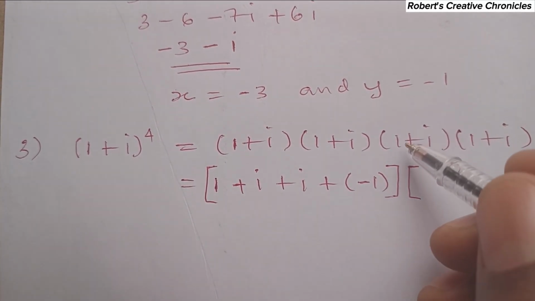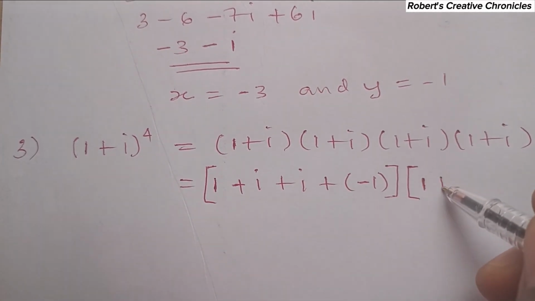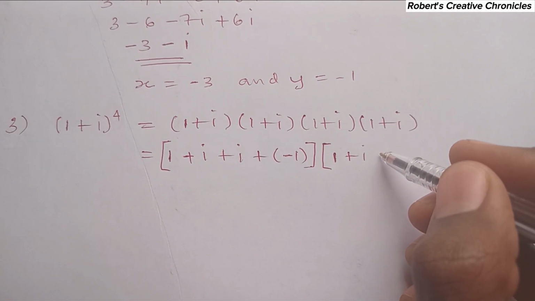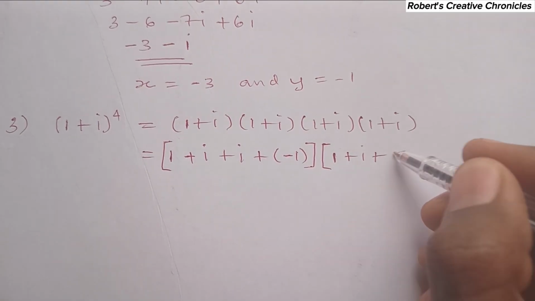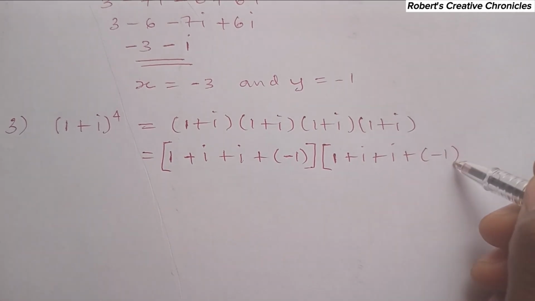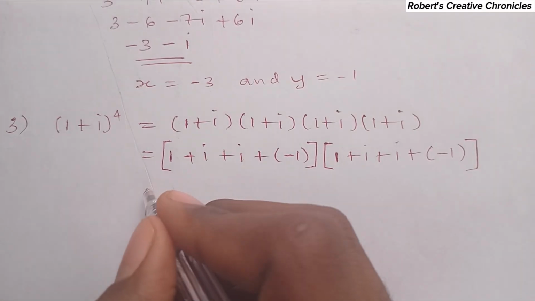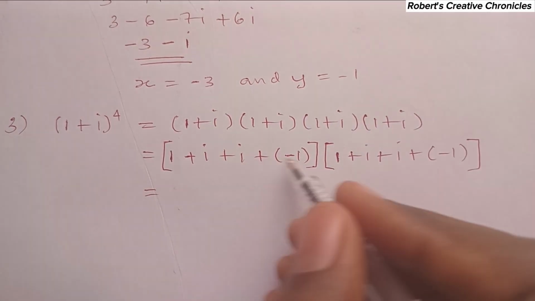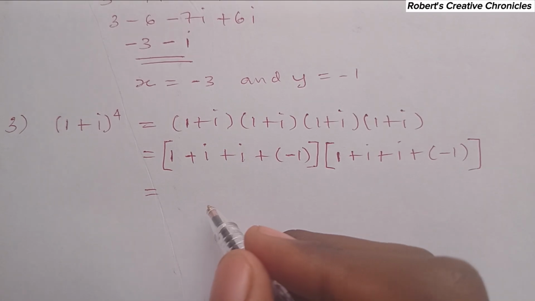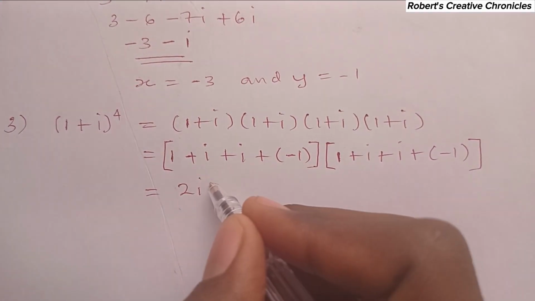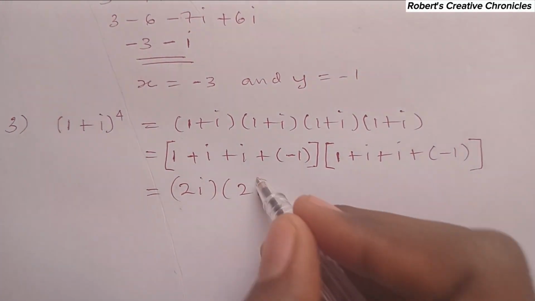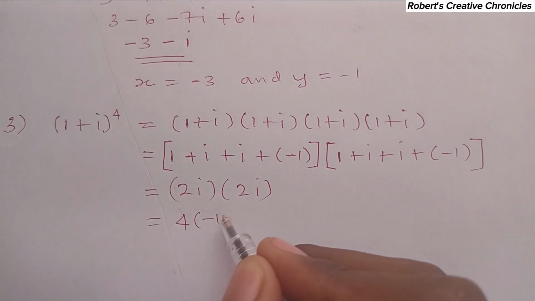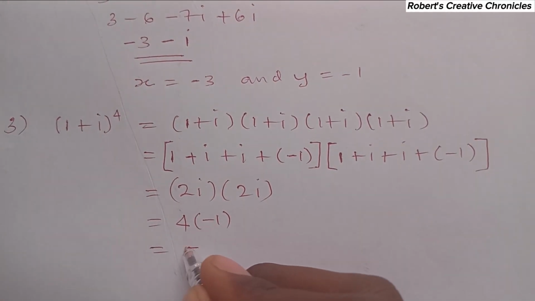Then here also will be the same thing. So it will be 1 plus i, 1 plus i, plus i plus minus 1. So this will be what? 1 minus 1 is 0. So it will be 2i. Here also will be 2i. So 2 times 2 is 4. i times i is negative 1. So this now will be negative 4.